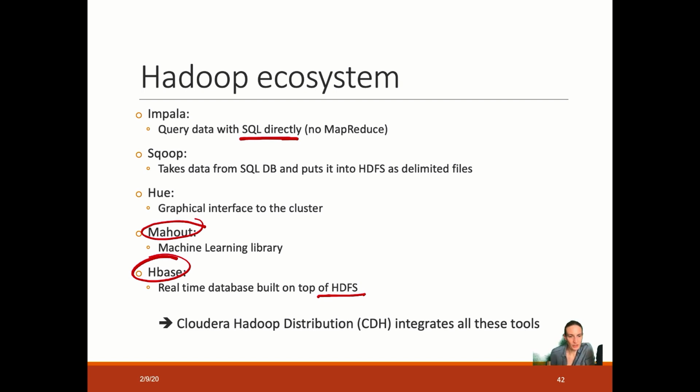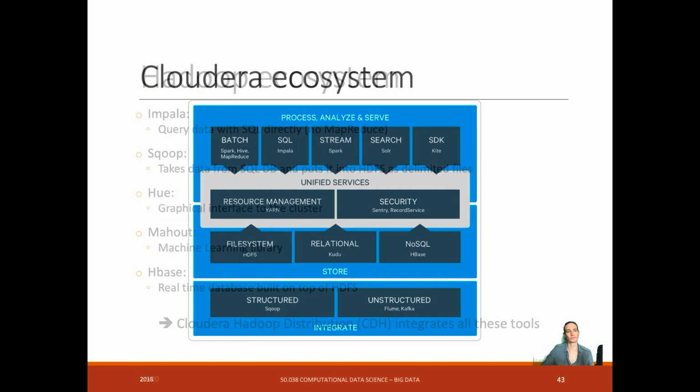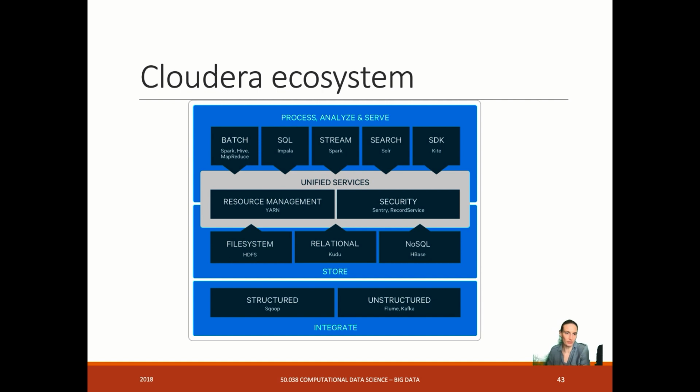So in the lab, we're actually going to be using the Cloudera Hadoop distribution, which integrates all of these tools, so they're all built in already. Here's another example of how the Cloudera ecosystem, which is a Hadoop ecosystem, can look. So you have different functions: store, integrate your data, process and analyze. In this case, it's interesting, you can store it in the Hadoop file system only, which is what we're doing in the lab. You can use relational databases or NoSQL, which is interesting.